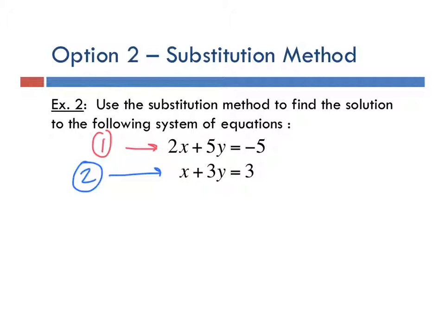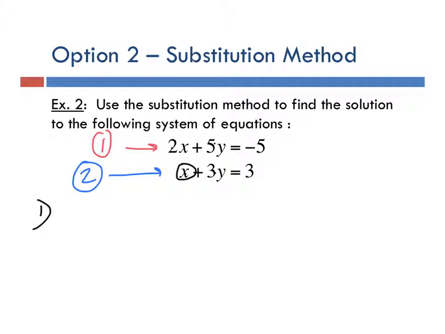Now, if you remember from the first video, the first step is to solve for one of the variables. So again, if you look around, we have a 2x, a 5y, an x, and a 3y. Which one looks easiest to solve for? Well, if you said x, then you're correct. So let's start off with that.